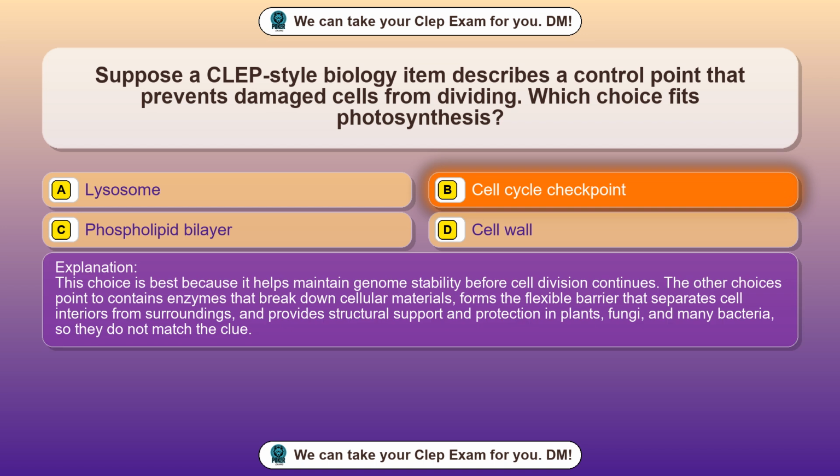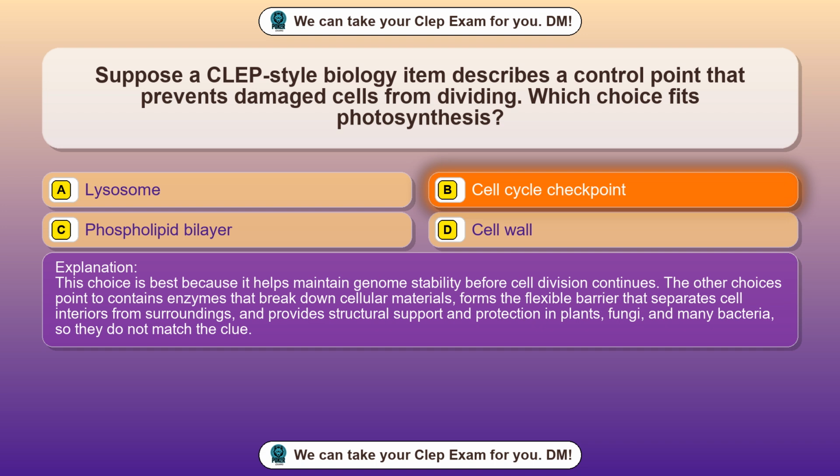This choice is best because it helps maintain genome stability before cell division continues. The other choices point to contains enzymes that break down cellular materials, forms the flexible barrier that separates cell interiors from surroundings, and provides structural support and protection in plants, fungi, and many bacteria, so they do not match the clue.